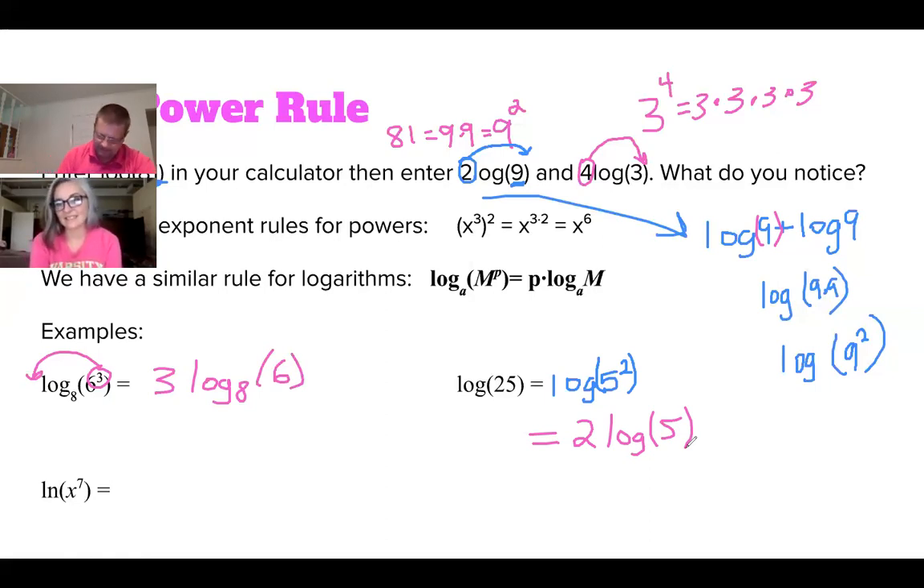All right, then that makes this last one 7 natural log of x. If I get it in, if you don't want to put the parentheses there, I will resist.